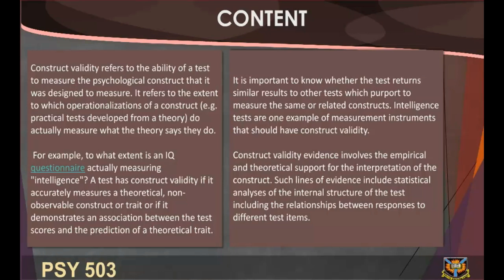Construct validity evidence involves the empirical and theoretical support for the interpretation of the construct. Such lines of evidence include statistical analysis of the internal structure of the test, including the relationships between responses to different test items.